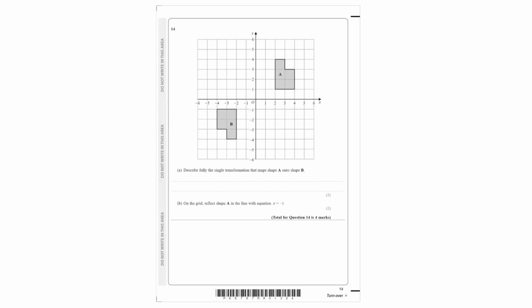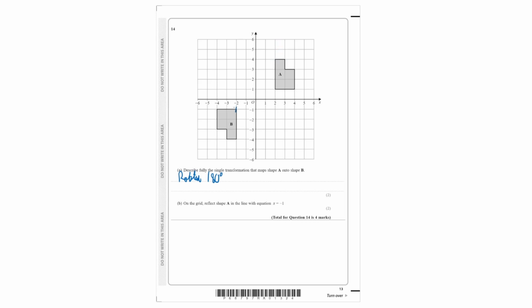Describe fully the single transformation that maps shape A onto shape B. Let's imagine this is the head of shape A and this is the head of shape B. We can see that it turns 180 degrees to face downwards. So we can say rotated 180 degrees. And we have to name the point at which it rotates about.